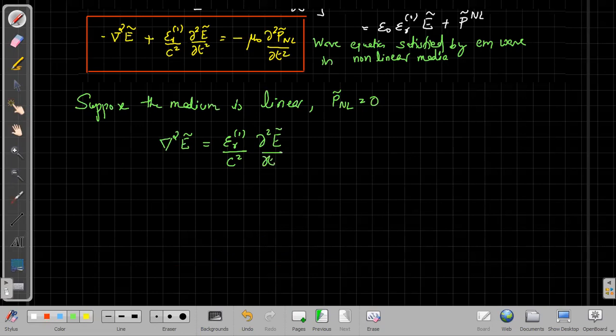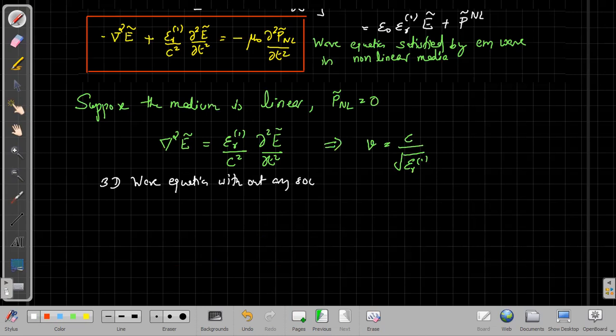by dou t square. So this implies that the speed of the wave in the linear media would be simply equal to c by square root of epsilon R1. Okay. Now what is this equation? This equation is a three-dimensional wave equation, isn't it? So this is the three-dimensional wave equation without any source term.